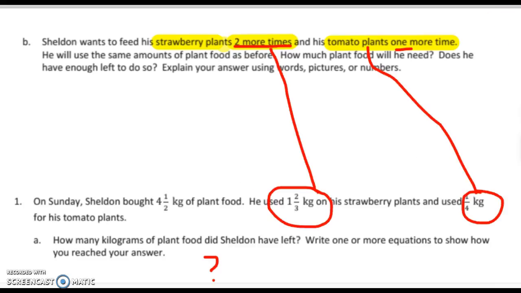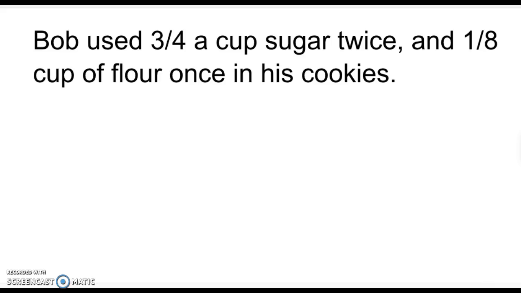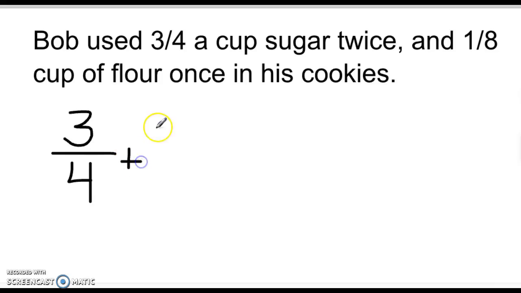Now, I'm not going to solve this one for you, but I will solve a similar problem. Let's take a question about Bob. It says Bob used 3/4 a cup sugar twice and 1/8 cup flour once in his cookies. I know the question doesn't make a lot of sense, but it makes sense compared to the question you're doing. So how would I solve this? Well, we don't really know how to multiply fractions yet, so I would really just take 3/4 twice. 3/4 and 3/4 and 1/8.